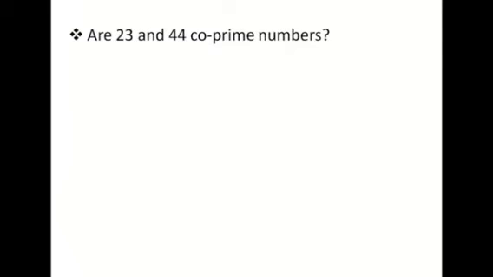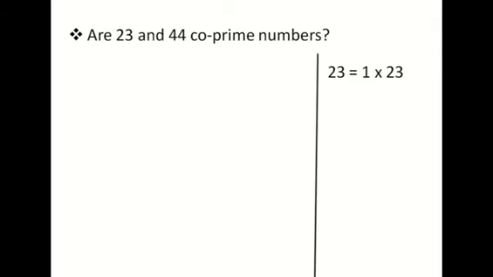Look at the next question. Are 23 and 44 co-prime numbers? How to find out whether these numbers are co-prime or not? We have to factorize both the numbers. If they are having 1 as the only common factor, then only these two numbers will be co-prime numbers. Okay, so let's start. In your working column, you factorize 23 first. So 23 equals 1 into 23. That's all. 23 is a prime number.